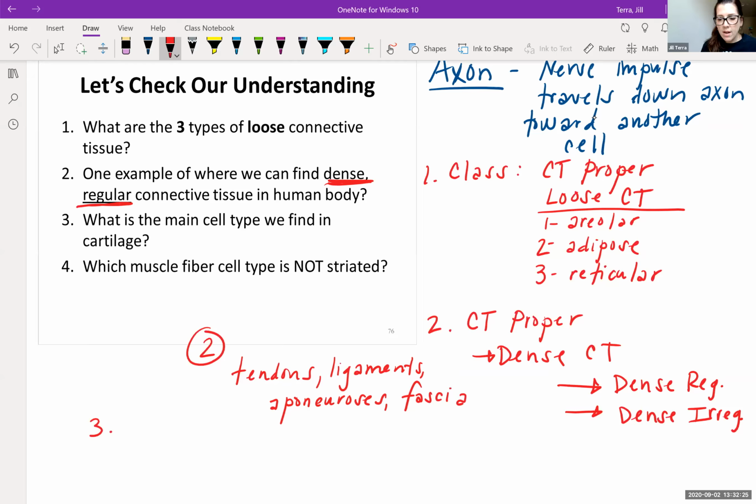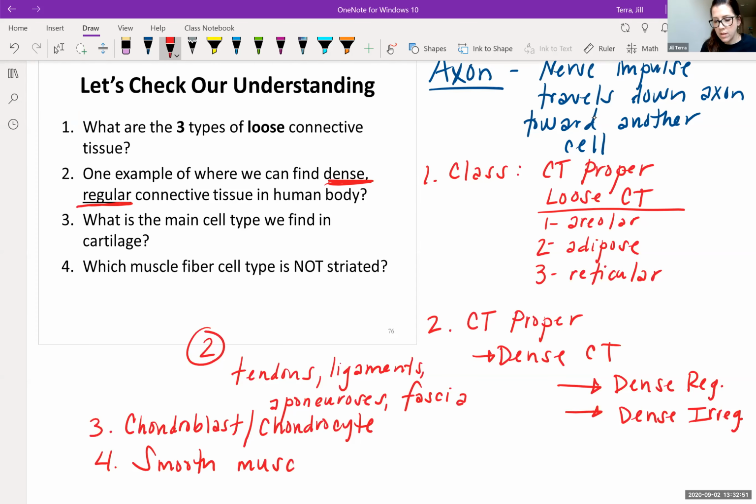Okay, 3, main cell type we find in cartilage. Main cell type we find in cartilage is the chondroblast or chondrocyte. And then finally, number 4, which muscle fiber type is not striated? It does not contain the stripes. That would be smooth muscle fibers.